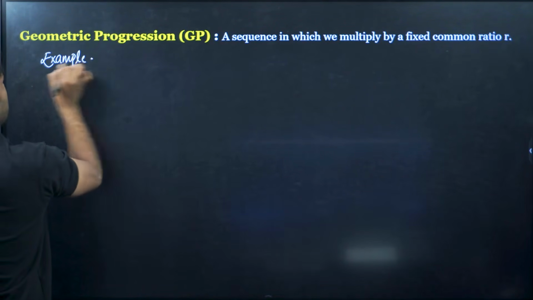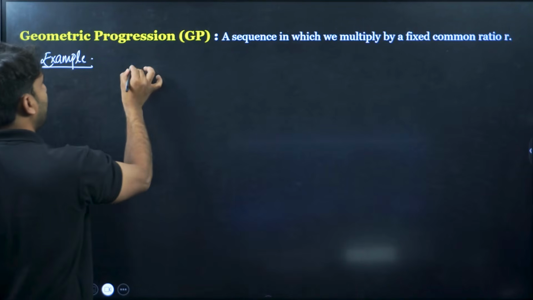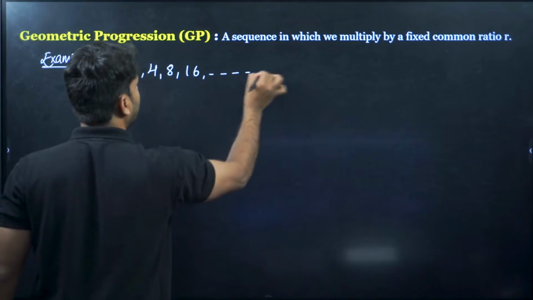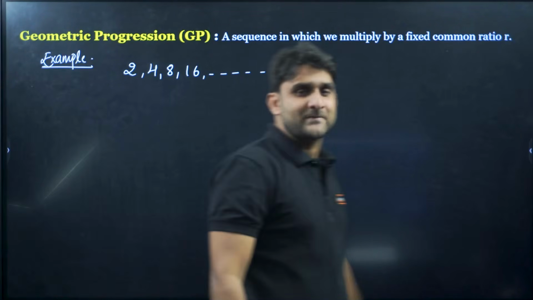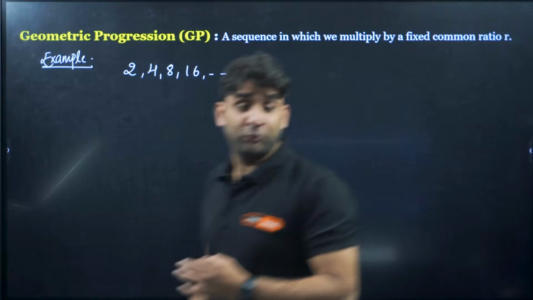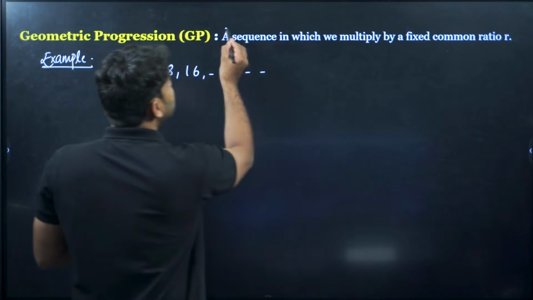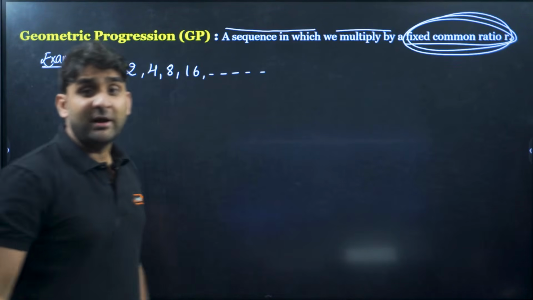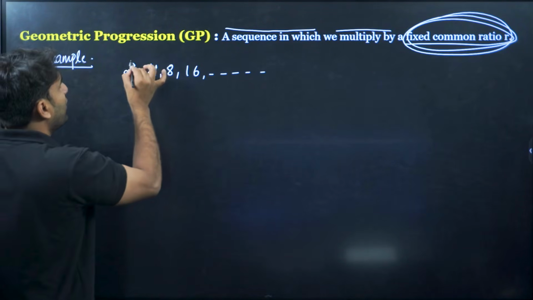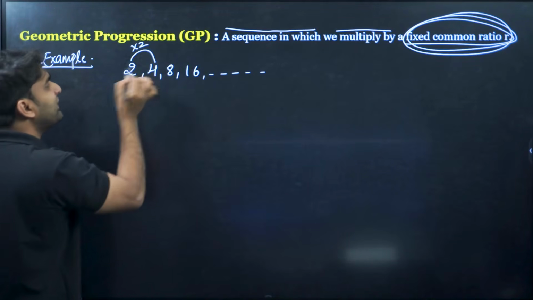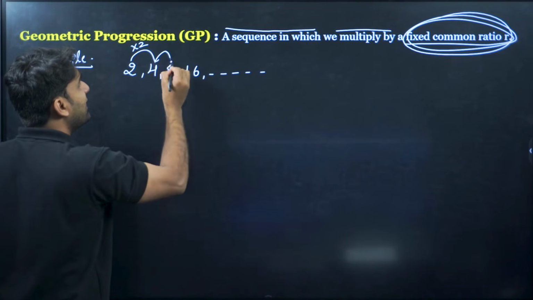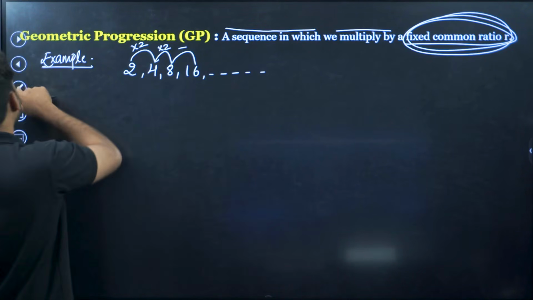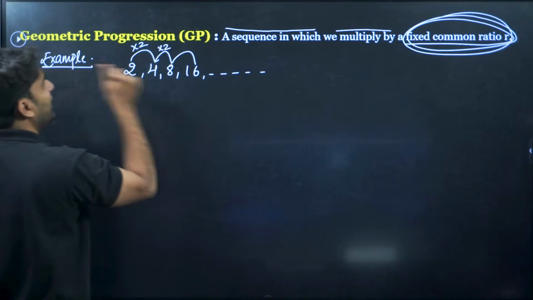Okay, so my dear champion, example, listen. For example, 2, 4, 8, 16, and so on. Look at the sequence. Is it a geometric progression? Yes, this is a geometric progression, because it is a sequence in which we multiply by a fixed common ratio. I have multiplied the first term 2 by 2, so we are getting 4. I multiplied 4 by 2, we are getting 8. I multiplied 8 by 2, so we are getting 16.